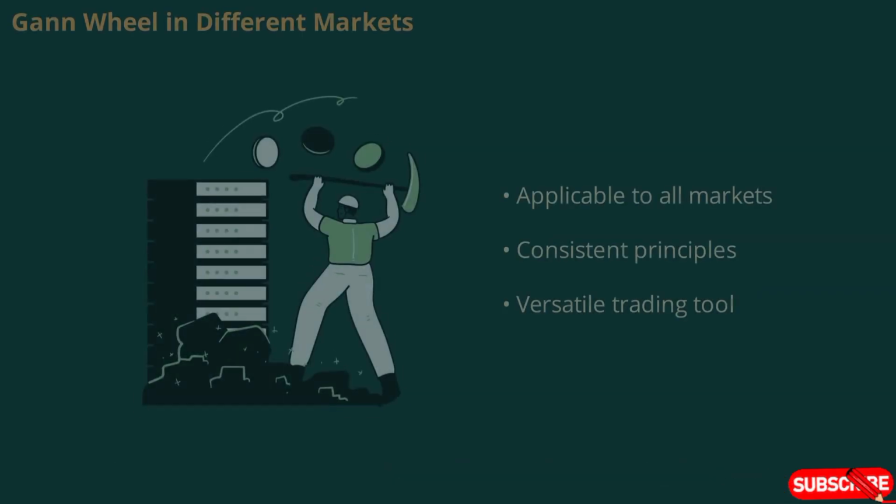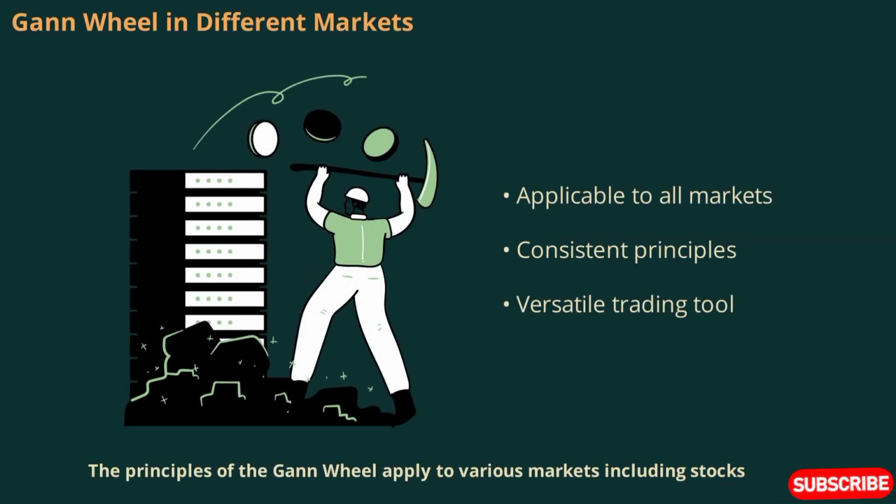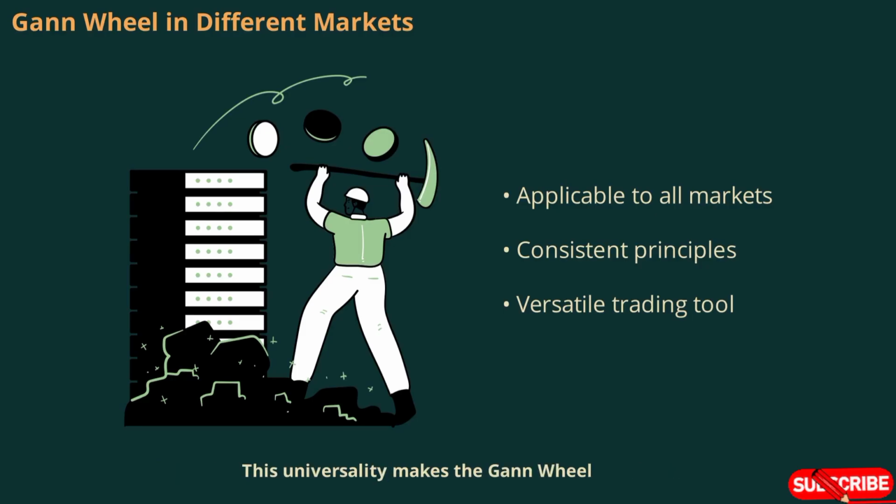The principles of the Gann wheel apply to various markets, including stocks, commodities, and forex. No matter what you trade, the underlying mathematics and geometry remain consistent. This universality makes the Gann wheel a valuable addition to any trader's toolkit, offering insights across different asset classes.